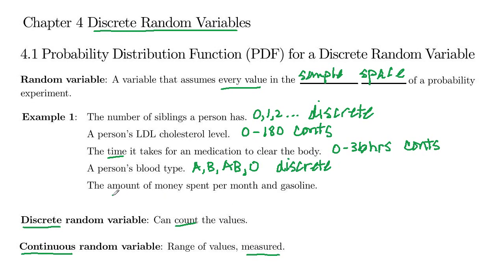The amount of money here spent per month on gasoline. So money is not infinitely divisible. It's only divisible down to the penny. So these would be things like $50, or the next amount up would be $50.01, or $50.02. So it's not going to take on every value, say between $50 and $100, because we don't infinitely divide money. So this one we would consider discrete because you can count the number of different values here, as opposed to continuous.